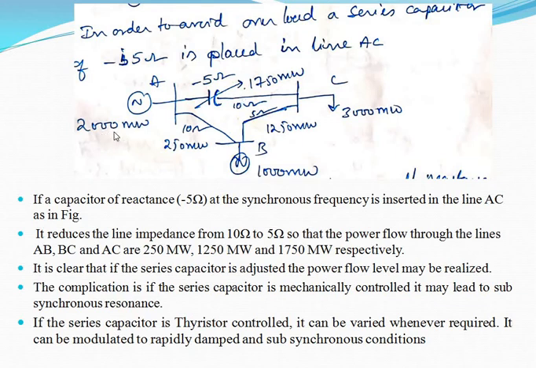Again, we can see the 2000 megawatts. Because of this low impedance, it carries more power. Say 2000 megawatts, and here 1000 megawatts is generating. The total 2000 plus 1000, 3000 megawatts would be delivered to the load, without overloading any lines.